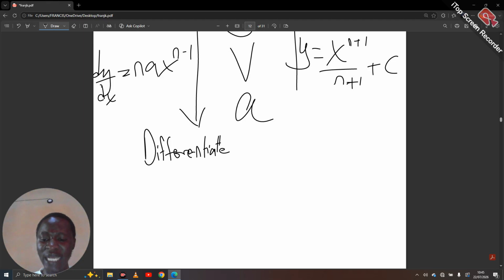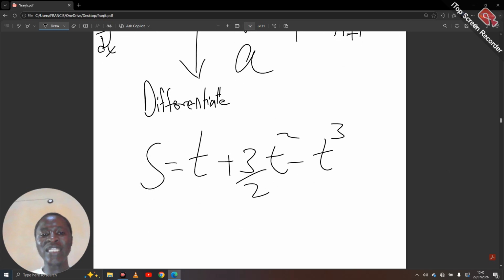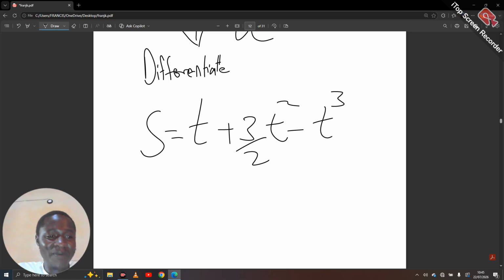Nothing is difficult there. The expression or the equation for the displacement has already been given. That is (t plus 3) all over 2t squared minus t cubed. So we are having this.